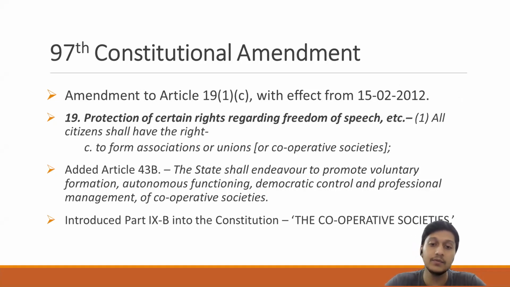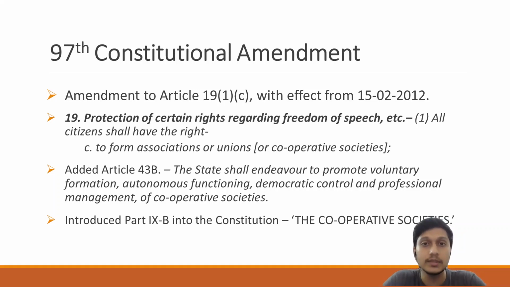The Act itself was introduced in 2011, and Article 19(1)(c) along with Article 43(b) were amended in 2012 with effect from 15th February 2012. What was the amendment? In 19(1)(c), the words "or cooperative societies" were added. So after the amendment, the article read something like this: all citizens shall have the right to form associations or unions or cooperative societies. And they had just amended 19(1)(c). The other subclauses were not touched.